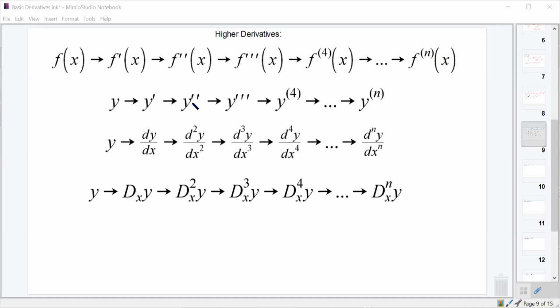And same here, y prime, y double prime, y triple prime, and the fourth derivative of y. I'm not doing the homework. Eat your sandwich. One second.